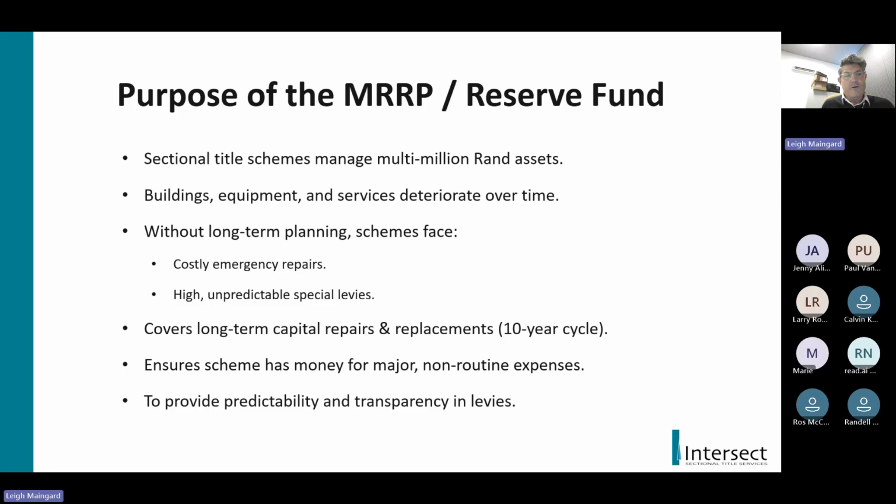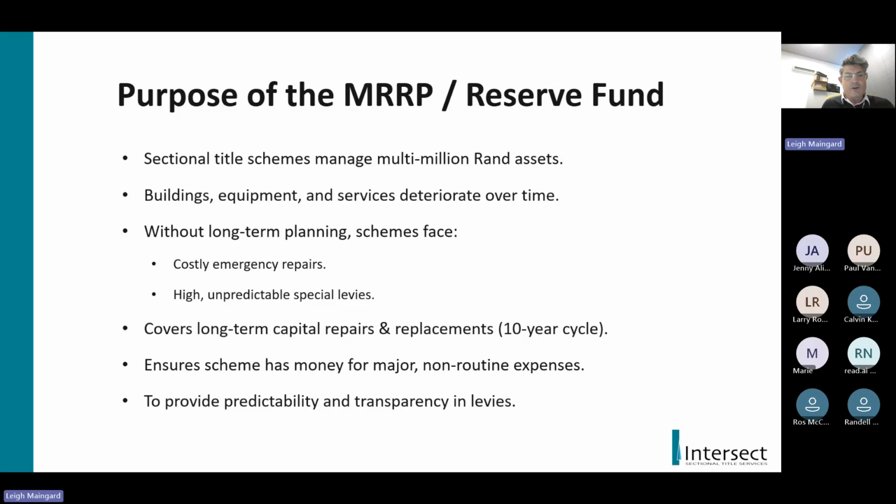And with long-term planning, obviously a scheme without it will incur potential emergency costs where they haven't planned for it, which ultimately also leads to special levies. And those levies would then be unpredictable because it hasn't been planned for. Nobody's looked forwards and looked at the infrastructure and the assets of the scheme to determine how much money needs to be put away, so that if that happens one day, or if it's planned, there are sufficient funds for that.